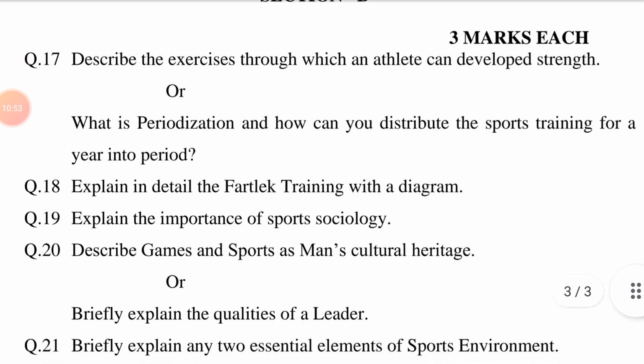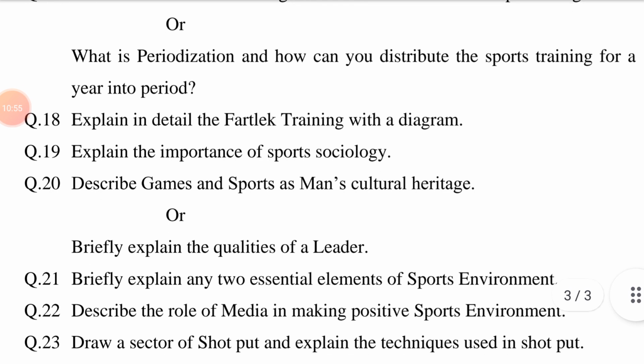Or what is periodization and how can you distribute the sports training for a year into periods? This question is also related to chapter number 2, training methods. First of all, we discuss introduction. Periodization is a systematic planning of physical training. The aim is to reach the best possible performance in the most important competition of the year.